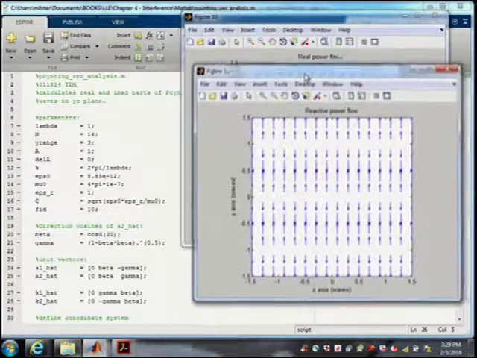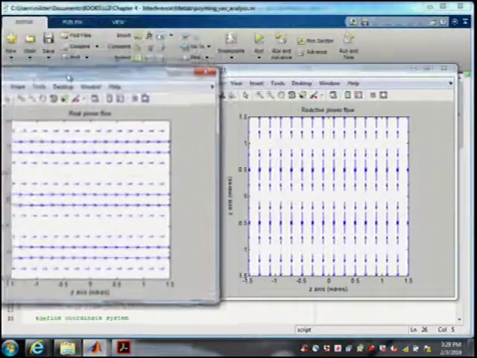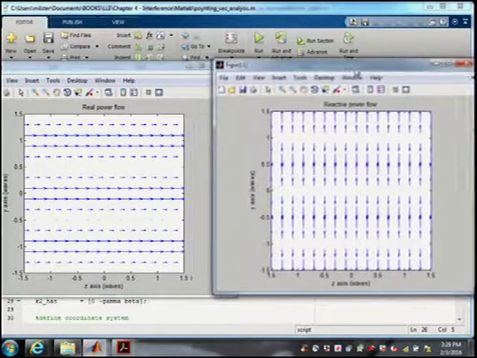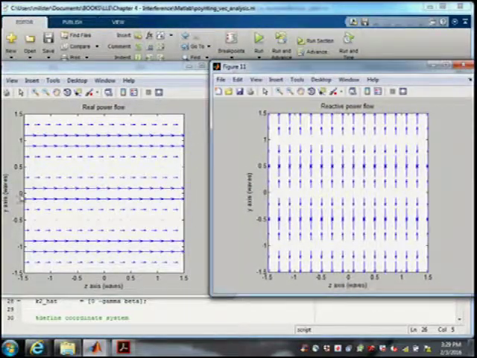Okay. So here's the real power flow. And that goes right along the z direction, just like we thought. And the power decreases as the cosine when you go along y, with the centers equal to the fringe spacing, just like we thought. Here's the reactive power.